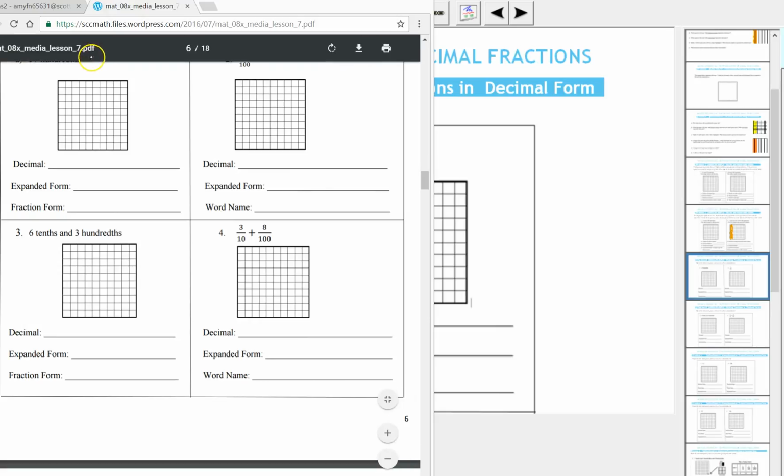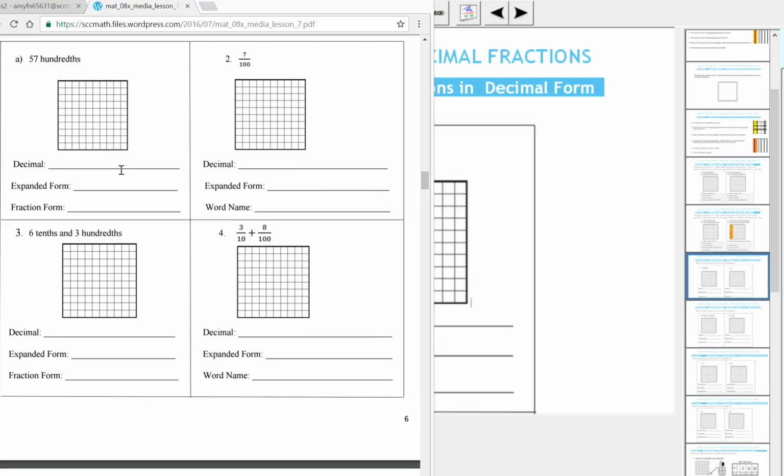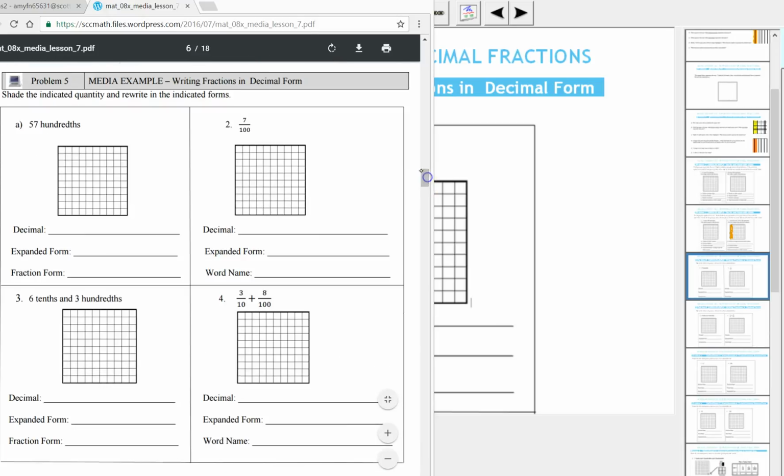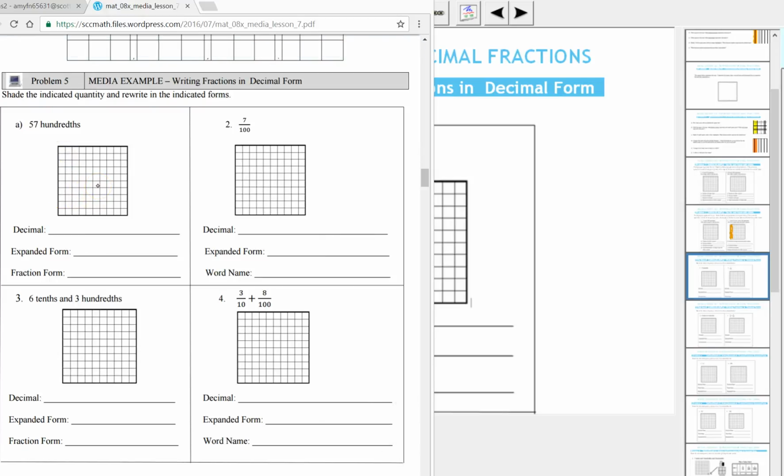So now we have 57 hundredths. What is 57 hundredths as a decimal? They may be confused by the 50. They may not think of that as orange strips, which is fine. They may shade 57 of them yellow. But then when they write that as a decimal, they need to see that that's equivalent to 5 in the tenths place and 7 in the hundredths place.